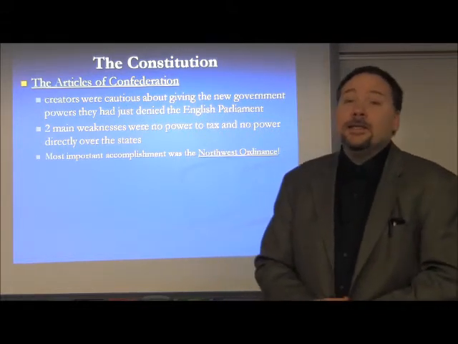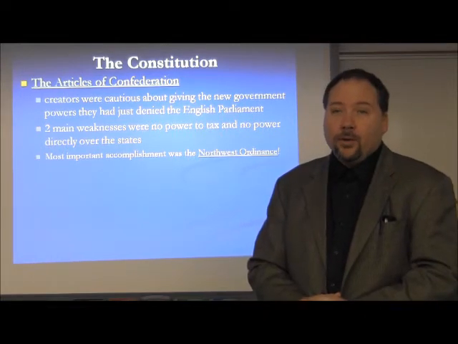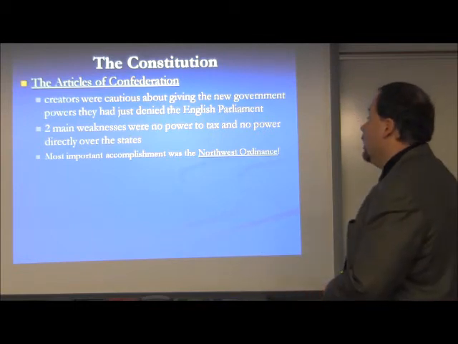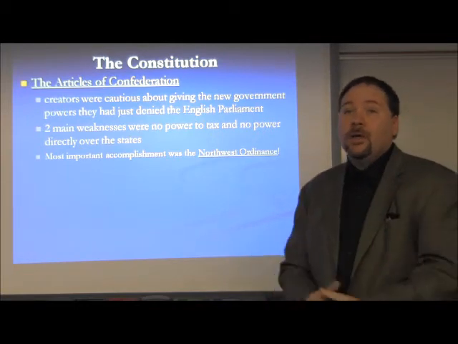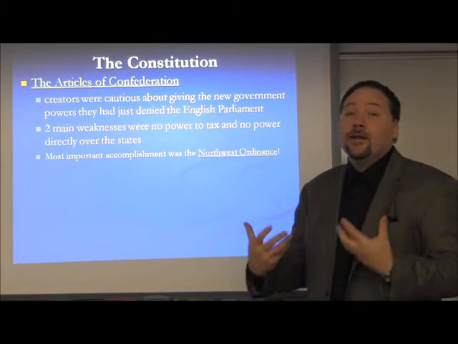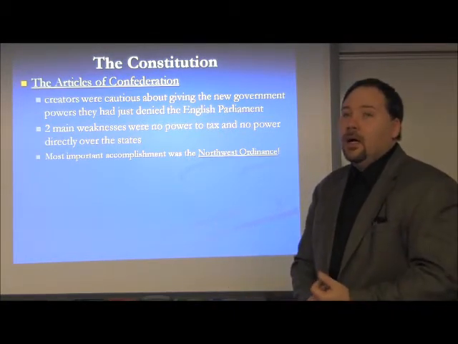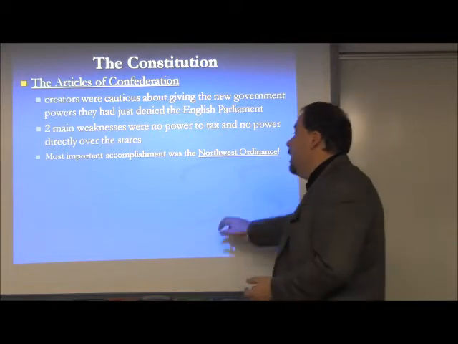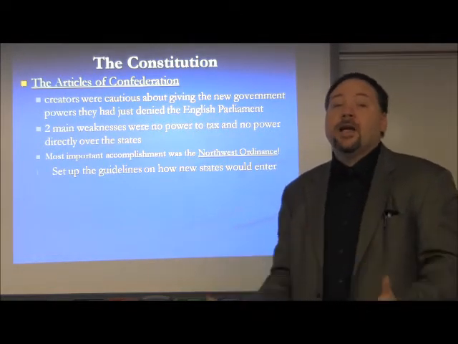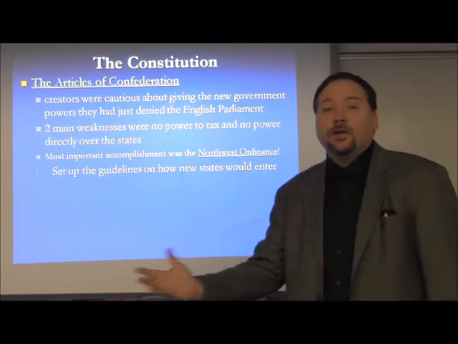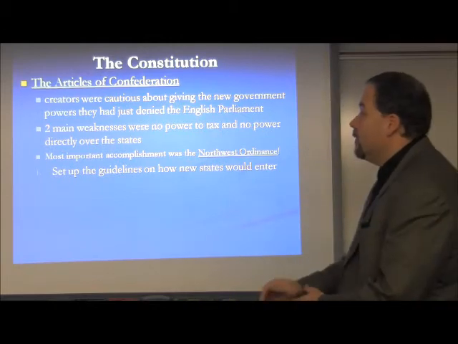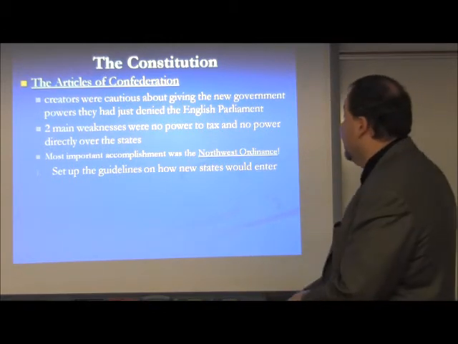One exception to that would be something called the Northwest Ordinance. The Northwest Ordinance is important, which is why I have it underlined here. You'll see that quite a bit on AP tests. But it is something that has a huge impact on America for many, many years to come, which is why it's important. This basically sets up some guidelines or procedures for new territories. How are we going to map out new territories? How are these new territories going to become states? What's the process for that going to be?